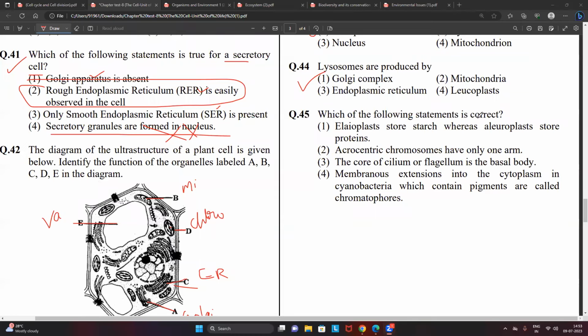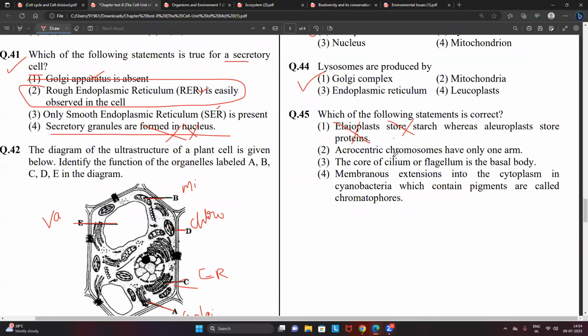Which of the following statements is correct? Option 1: Elaioplasts store starch whereas amyloplasts store proteins. Is it a correct statement? Elaioplasts store starch? Tell me what the elaioplast will store. Then how is option 1 correct? Option 1 is wrong, right?